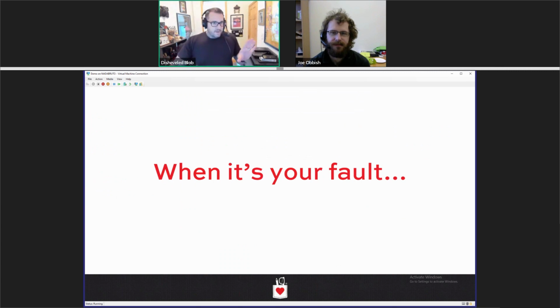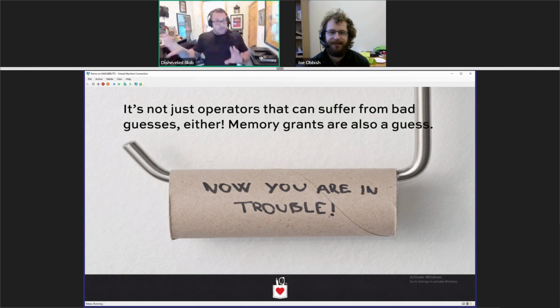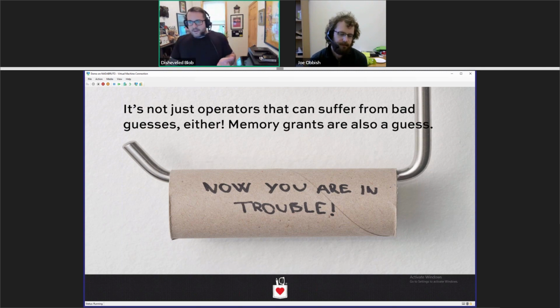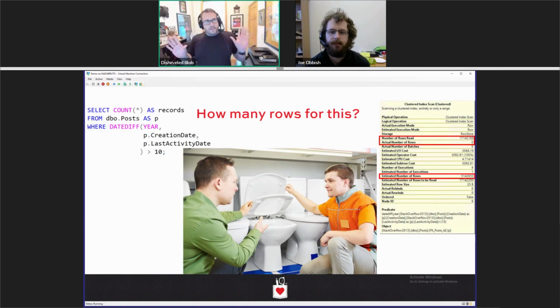There are times when getting a bad operator is your fault. And bad choices aren't just limited to query plan operators, like those things that show up as little pictures in there. Sometimes some of the details of the plan can also be bad. And all of those things come from bad guesses. So if we write a query that the optimizer can't make a very good guess about, the optimizer is going to sit there and say, oh, well, you want to know how many posts in this table have more than 10 years between when they were created and when the last activity was? Well, say about 5.1 million.